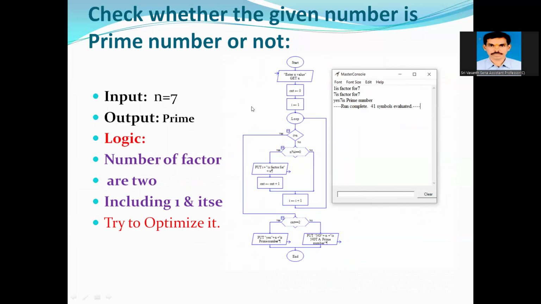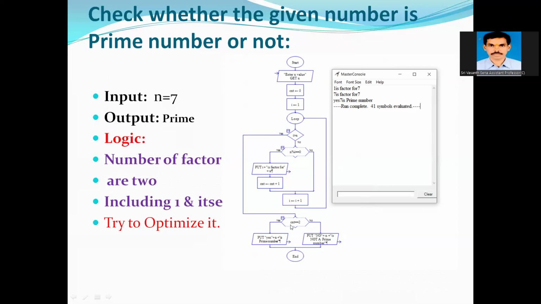In this case, we are counting the number of factors. Initially, count is a variable initialized to 0. I am reading the number n. I is a variable initialized to 1. If the condition is false, then I am checking whether it is a factor of the given number or not. 1 is a factor of 7. Except 7, no other number is a factor of 7. So for 1 and 7, I am incrementing the count. For 1, the count becomes 0 plus 1. Again at 7, count becomes 1 plus 1, which is 2.